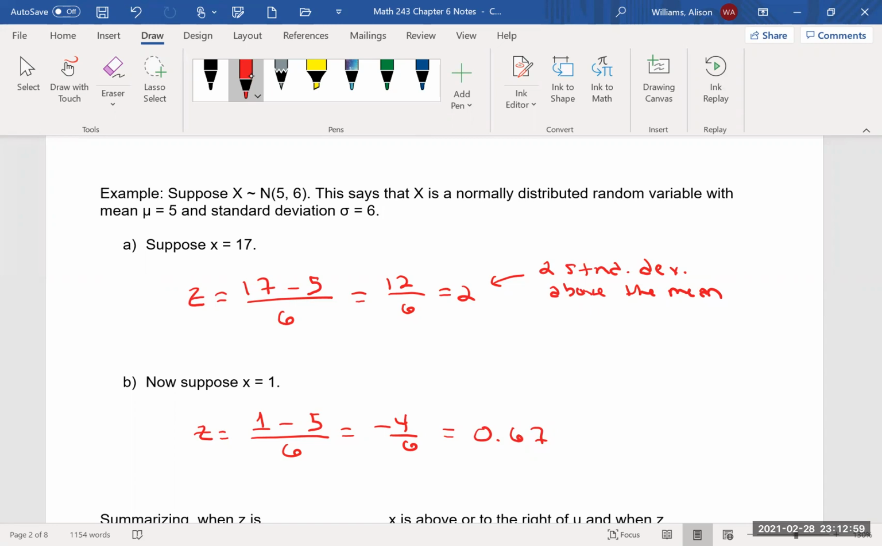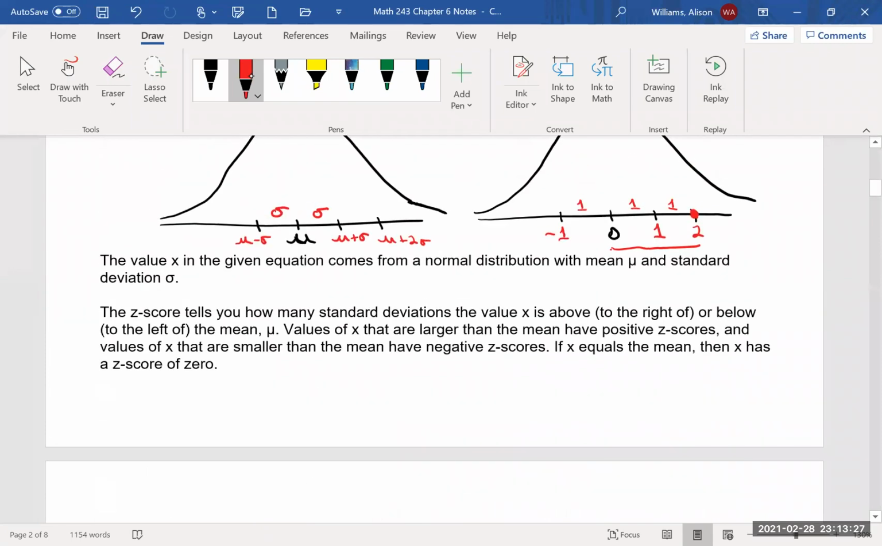Oh, sorry, and I forgot the negative. And that matters because what that means is that this is almost 1 standard deviation below the mean, but not quite. It's a little closer than that. So we're talking about being 0.67 standard deviations below the mean. So visually, it's closer to the mean than the first standard deviation.